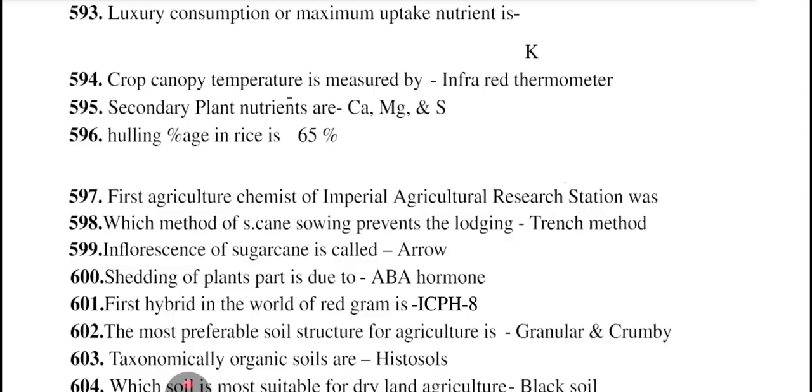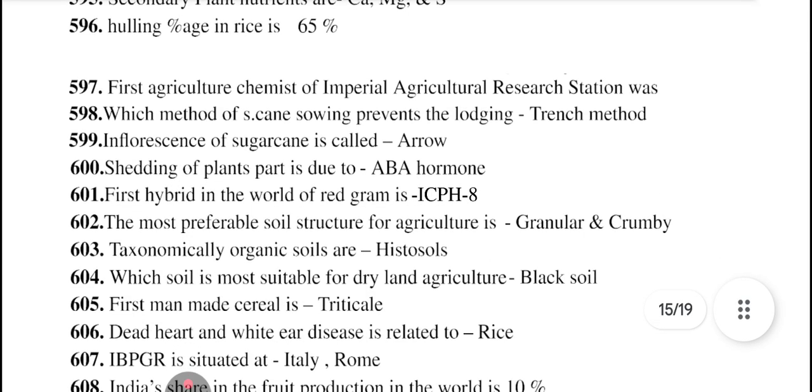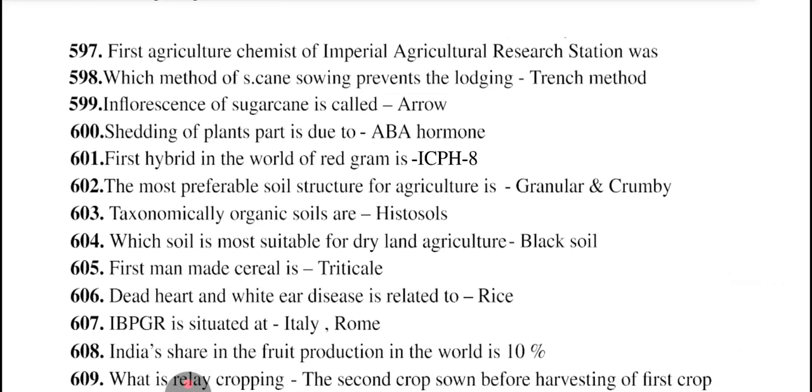Hulling percentage in rice is 65%. First agriculture chemist of Imperial Agriculture Research Institute. This you should answer me so that I'll get to know whether you are alert or not. Which method of sugarcane sowing prevents the lodging? Trench method. Inflorescence of sugarcane is arrow.